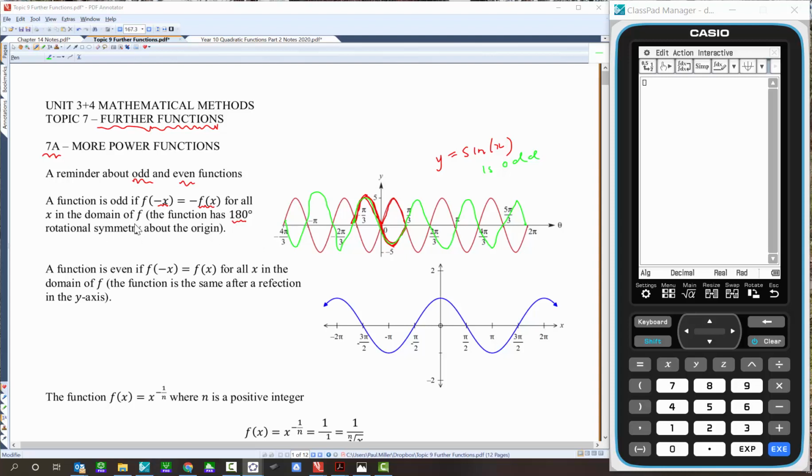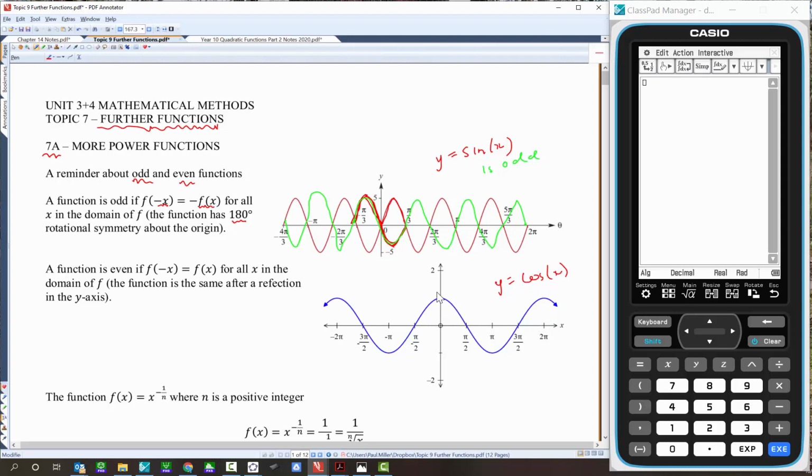A function is even if you reflect it in the y-axis and it's the same as the original function. Parabolas have that property. If you reflect y equals x squared in the y-axis, you just get y equals x squared. This is another function that has this property. This graph here is y equals cosine x, just the standard cosine over the period 2 pi.